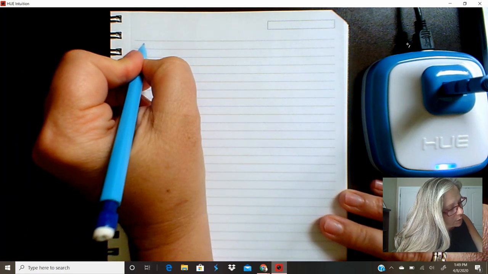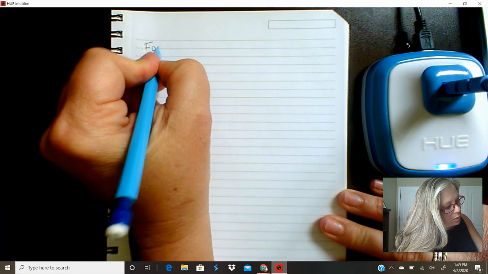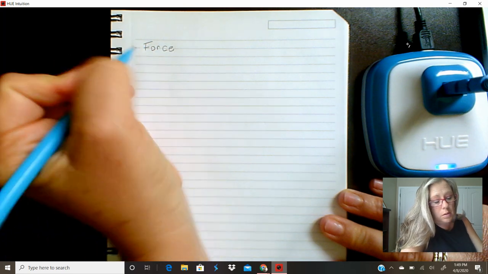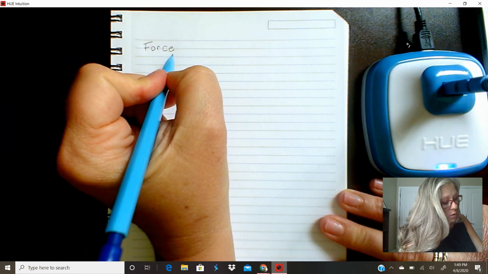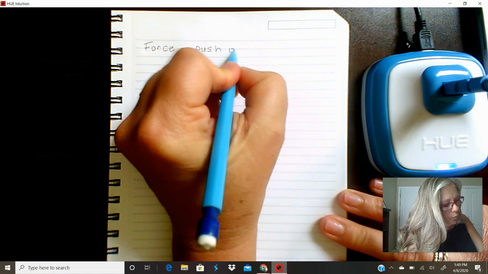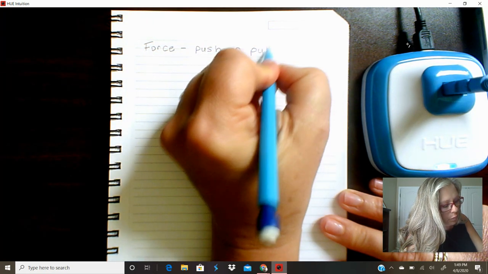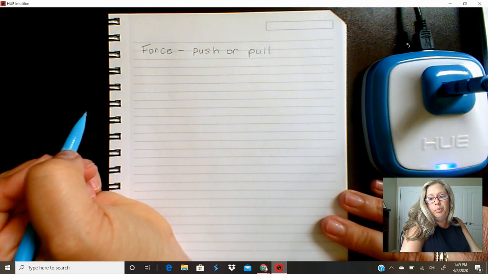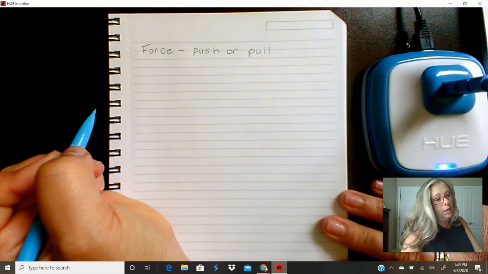First word is force. Now, do you remember what a force is? A force is a push or a pull. Anytime you push something or pull something, you are applying a force.